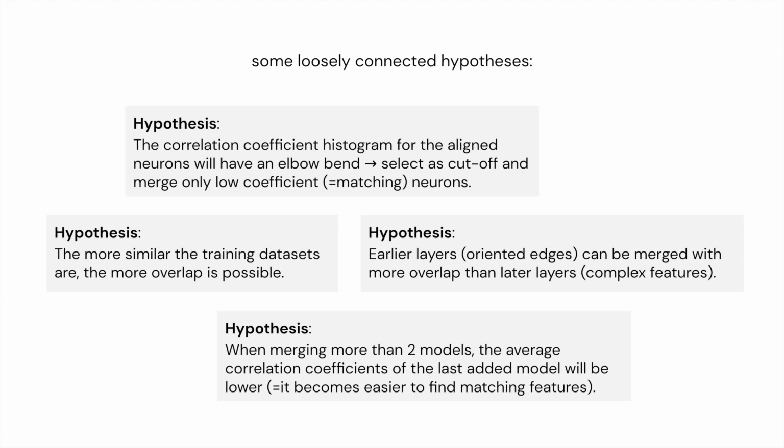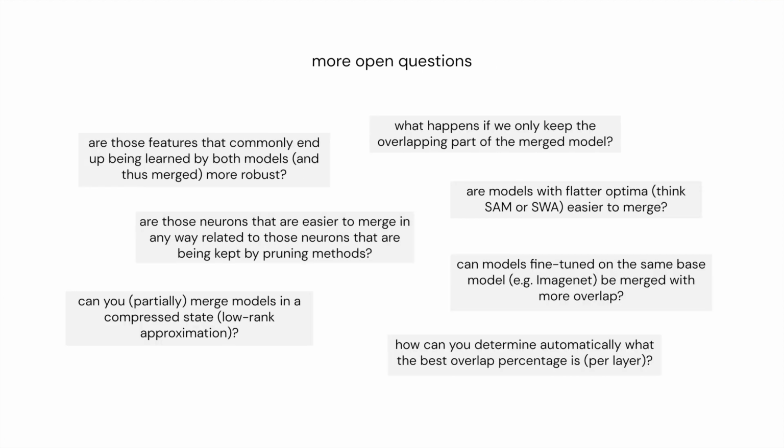And I also have some open questions that are only loosely related. For example, are those features that are commonly learned by both models more robust to distribution shifts? What happens if we only keep exactly those neurons, the overlapping part of both merged models? Is the performance still good, or does it go down very fast?